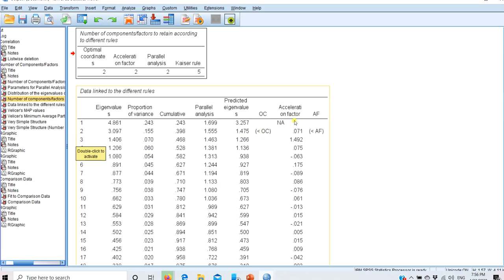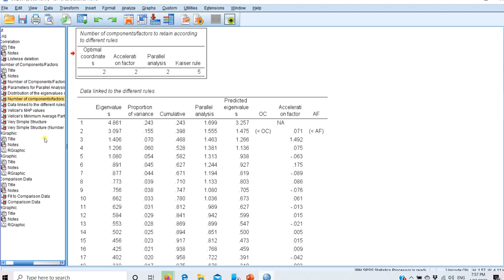Now come to the acceleration factor. What was the criterion? The number of factors to be retained will be the factor associated with the highest acceleration factor. So 1.492 is the highest acceleration factor, and it is associated with the third factor. And then the actual value will be 3 minus 1. So here you can see that this has already been done, but theoretically we should know how these analyses work. So the optimal coordinate is 2, acceleration factor is 2, parallel analysis is also 2.